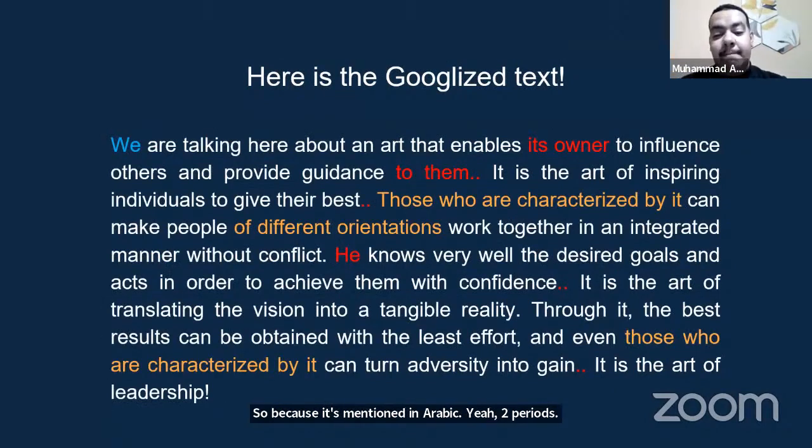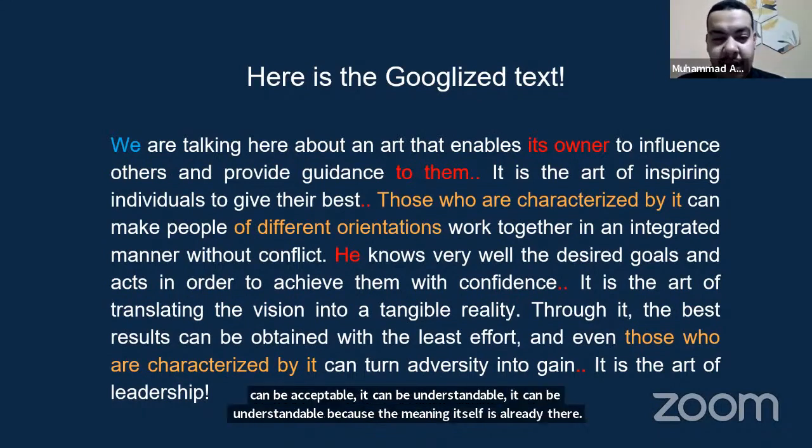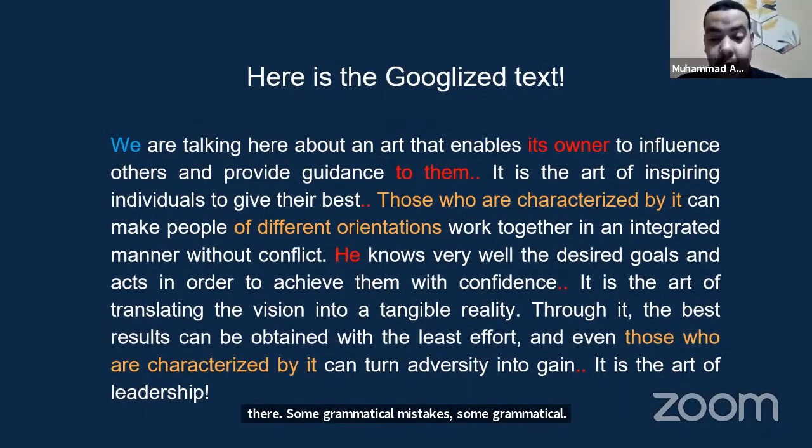You can see the rate or percentage of committing a mistake in Google. If you take this text without human intervention, without a human touch, and give it to your student, a client, a customer, anyone, it can be acceptable. It can be understandable because the meaning itself is already there. Some grammatical mistakes, some grammatical no-nos, some meaning needs to be better delivered to the customer or the client. However, it can be acceptable. Yes, I can pay money to get a text like this.